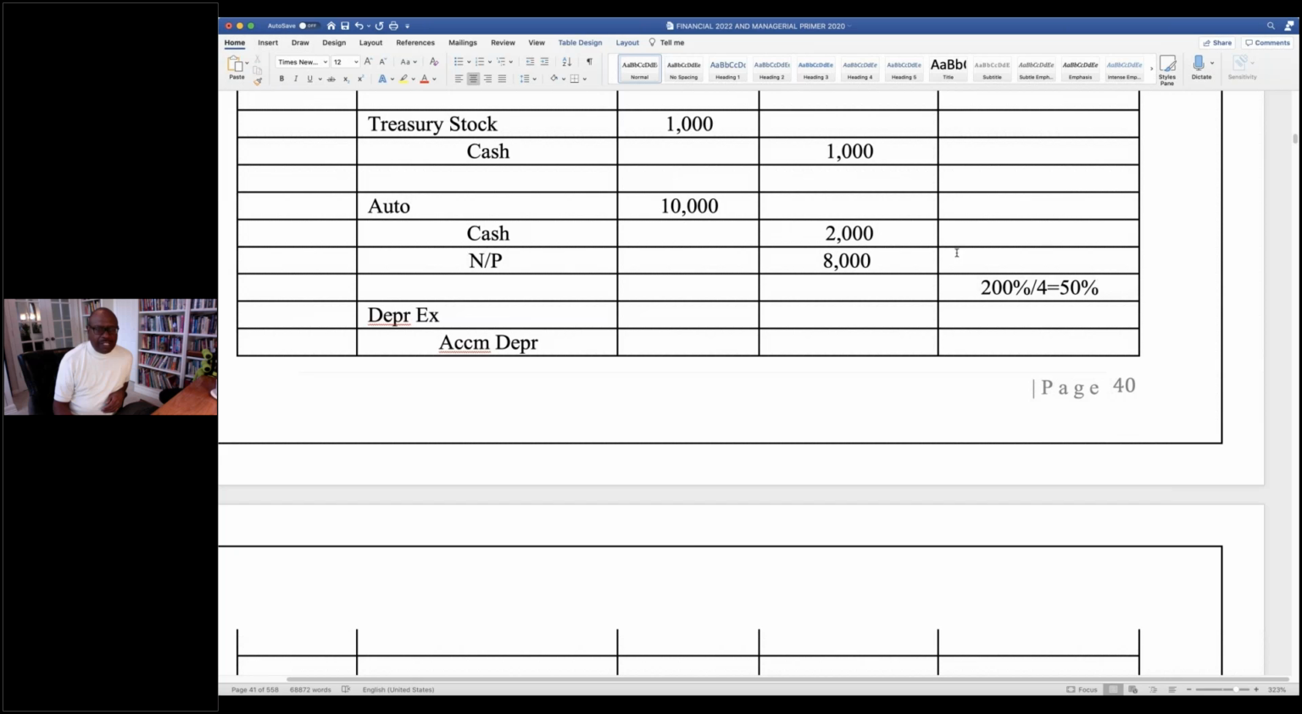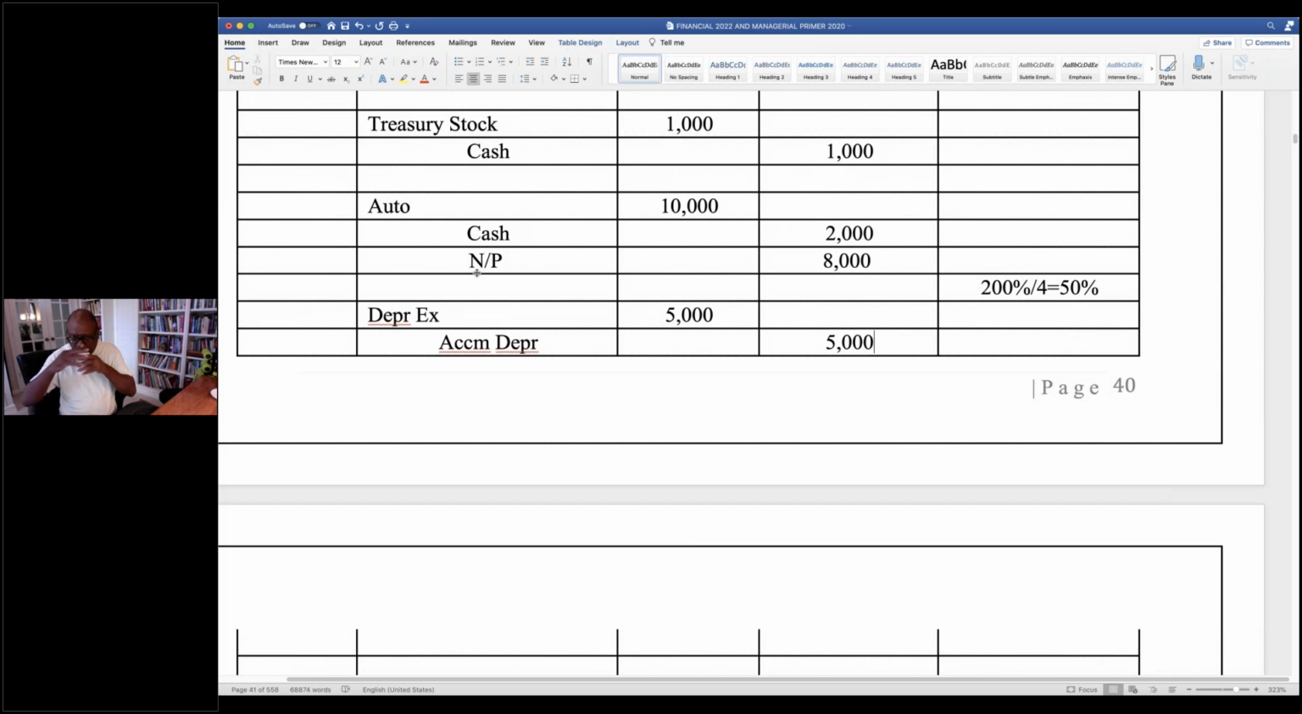We ignore salvage, so we take 50% of this $10,000. And so the depreciation is how much? $5,000. That is, we bought a car, but it's going down in value. So we had it go down a whole lot.